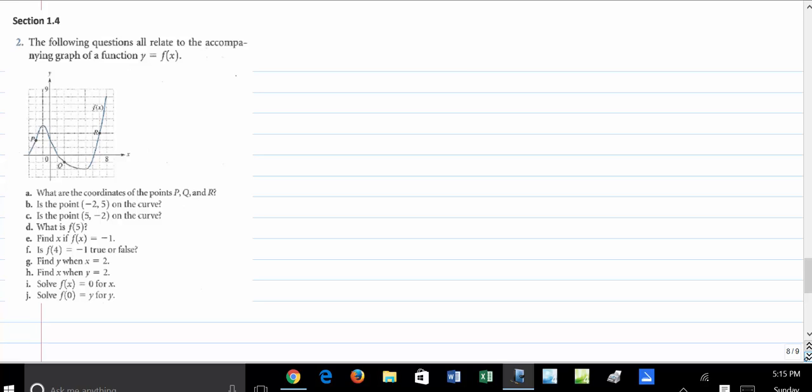The following questions all relate to the graph that you see on 1.4. For problem 2, A, it's asking what are the coordinates of the points P, Q, and R. For P, it is negative 2, 2. Negative 2 and 2. This is your 0, 0 starting. And for Q, that would be 2 and negative 1. Q is right here, 2 and negative 1.